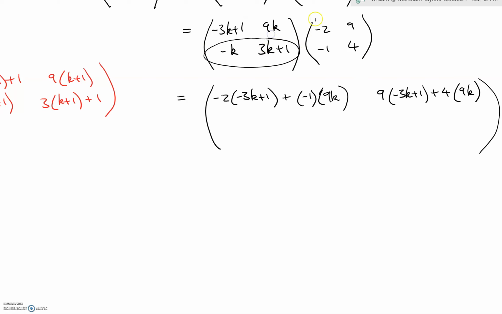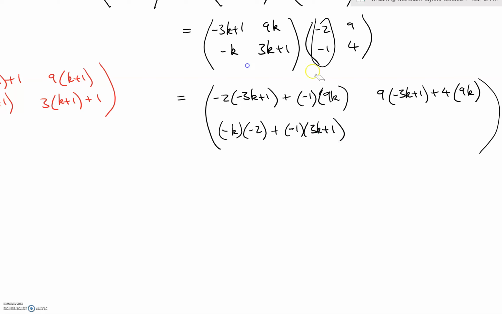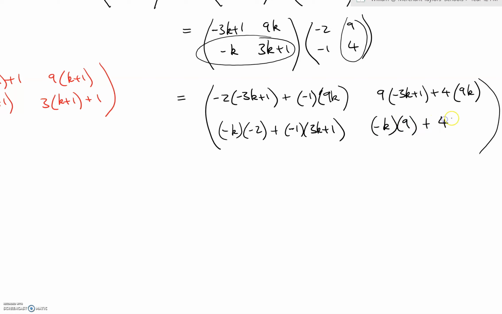And then second row times first column will give me this element. So the minus k times the minus 2 plus the minus 1 times the 3k plus 1. And if you're not sure about your matrices multiplication, you really need to go back and check. And then the second row times the second column, so 9 times minus k, and then 4 times the 3k plus 1. And remember, it doesn't matter which order I write the multiplication in, but I'm always adding the elements together. And I just need to expand all this and simplify, and then make it look like this thing here.